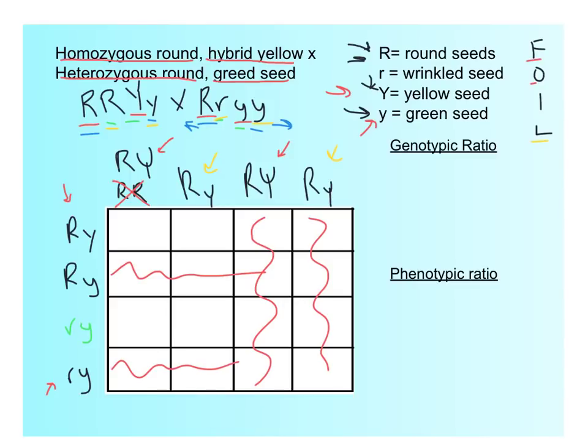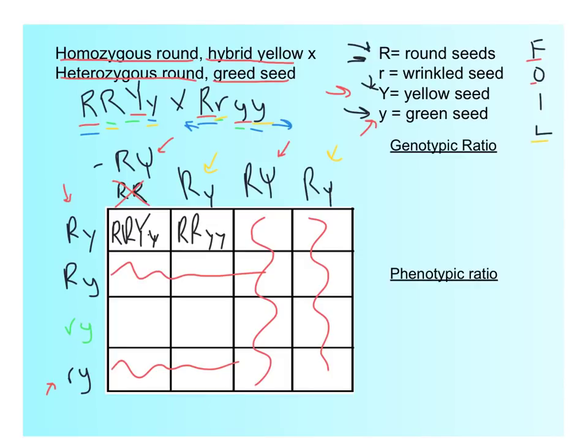Now it's just filling in the boxes. Big R, big R, big R, big R, big Y, little Y, big Y, little Y. Make that look like a Y. There we go. Big R, big R, little Y, little Y. Now we're going to go over here.